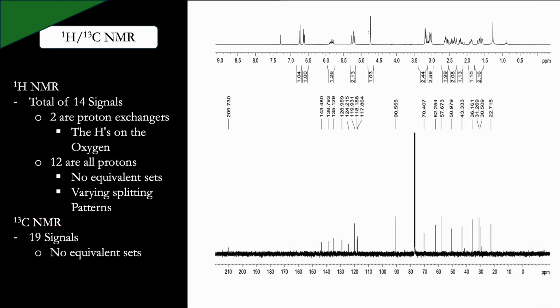Here is H1 and C13 NMR data of Naloxone. Top graph is H1 NMR, and the bottom one is C13 NMR. There are a total of 14 signals on H1 NMR, 2 of which are proton exchangers, which basically come from the alcohol or the phenol. The other 12 are all protons that are non-equivalent sets with varying splitting patterns. C13 NMR has a total of 19 signals, and each one of them are non-equivalent sets.